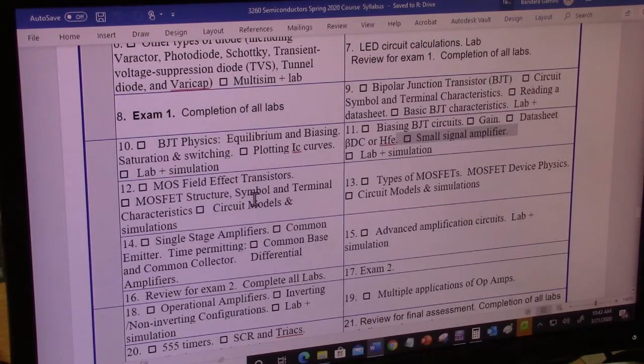So instead of going into another device, we'll do this common emitter amplifier first, and then we will go into the MOS field effect devices. And interestingly, I should be able to get this presentation done within the next couple of days. Once we have these MOSFET devices done, we will be ready for the second exam in this class.